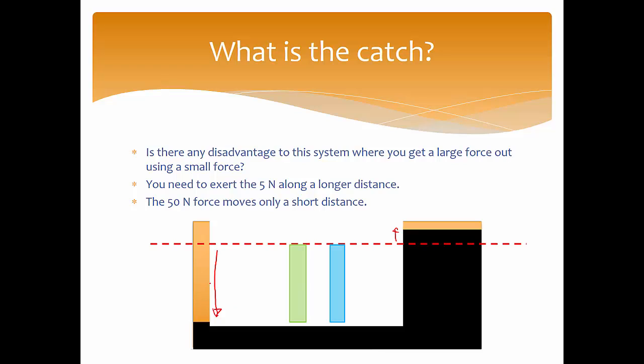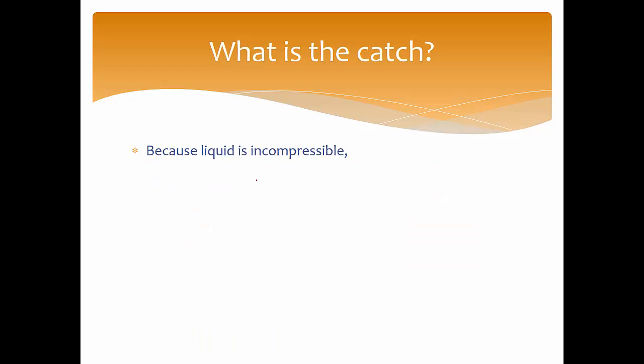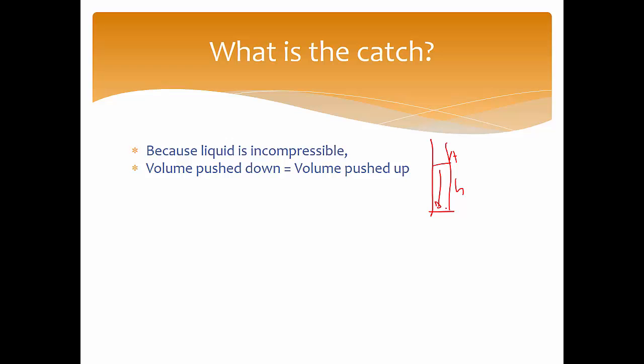Okay, what it means is that because the liquid is incompressible, the volume that's being pushed down is equal to the volume that's pushed up. And the volume can be calculated by the cross-sectional area multiplied by the height that you move down. So this is the volume. So height 1 times area 1 equals height 2 times area 2, on the other side. So this is height 2, this is area 2. By rearranging, you find that A1 over A2 is equal to H2 over H1.